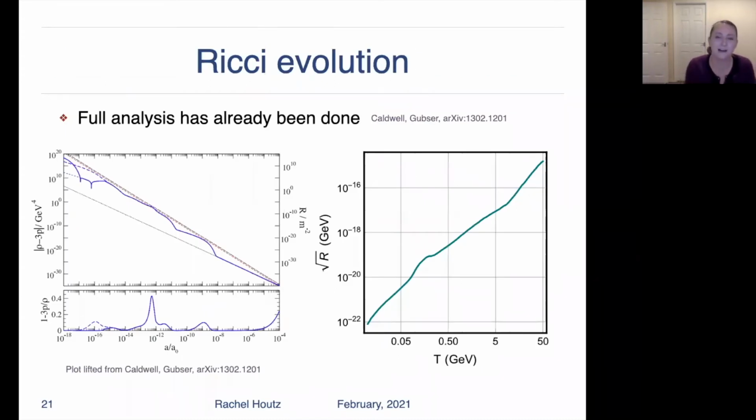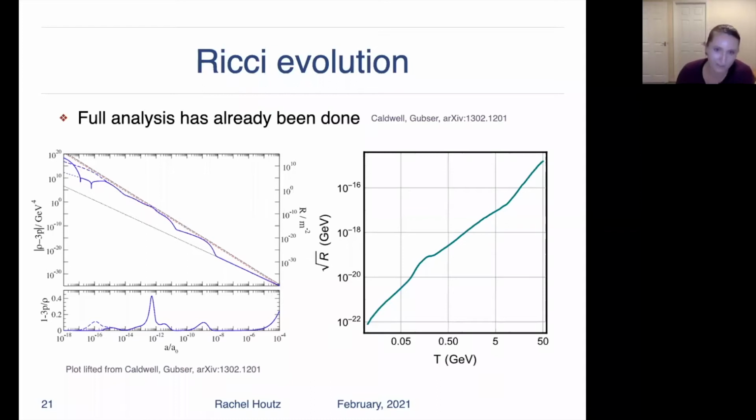already did it. There's already been a full analysis of the Ricci scalar evolution for the standard model and for a few other models done by Caldwell and Gubser in this paper here. I just lifted this plot directly from them. And then we can turn their calculation of the Ricci scalar, which you can see they've labeled their y-axis 2 different ways, but the one we're interested in is the one on the right, where it's directly the Ricci scalar. We can turn that into a dependence on temperature in the region we're interested in.